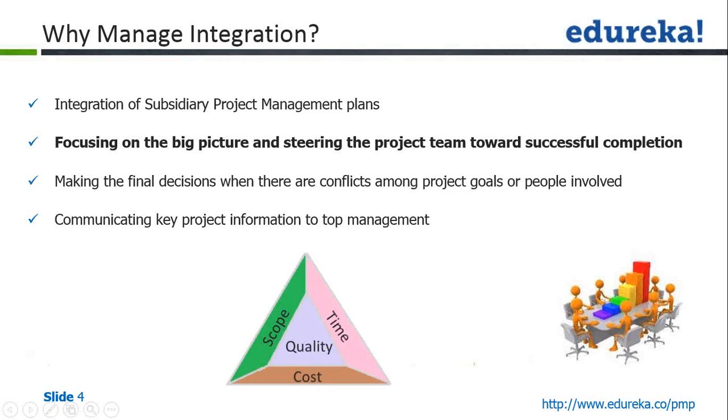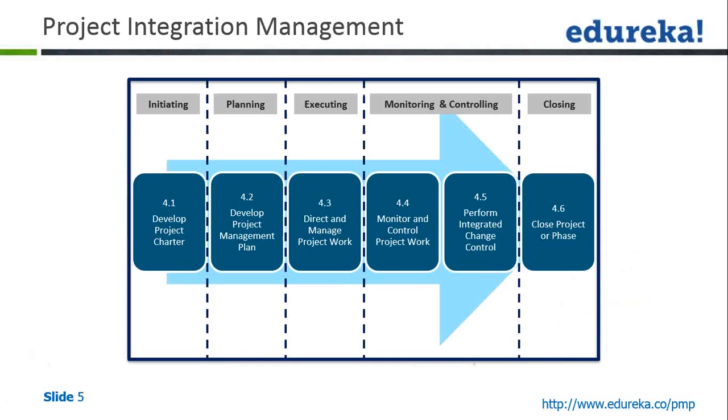And let's have an overview of the project integration management. Those who are familiar with the PMBOK guide, 5th edition, or any of the earlier editions, also know that there are 5 process groups or domains as mentioned in the PMBOK guide 5th edition. That is initiating, planning, executing, monitoring and controlling, and closing.